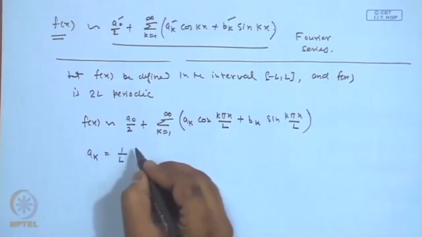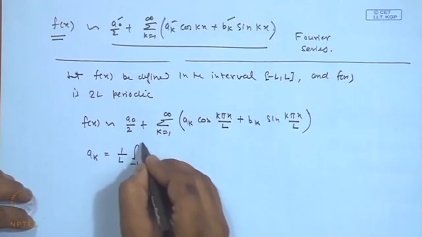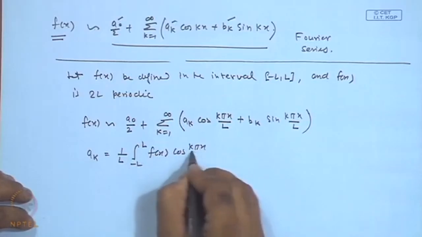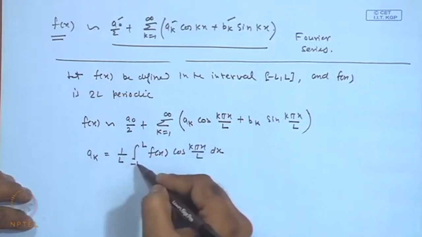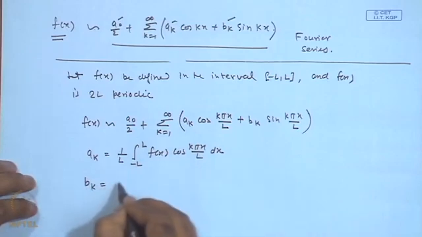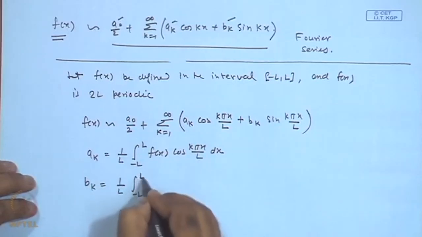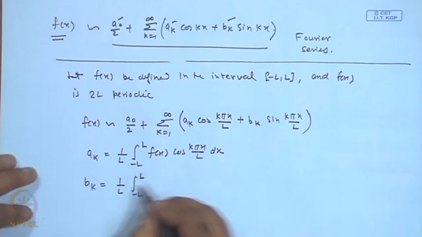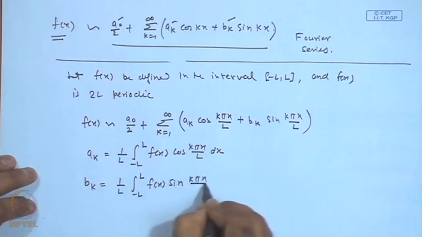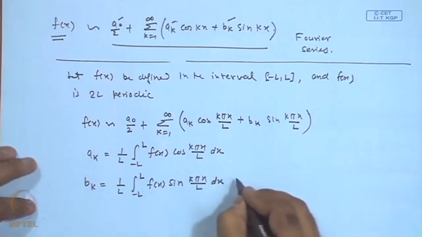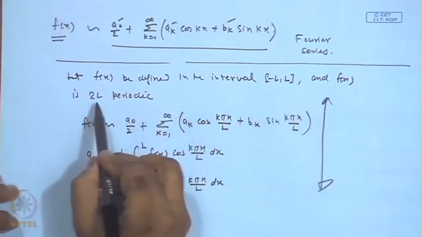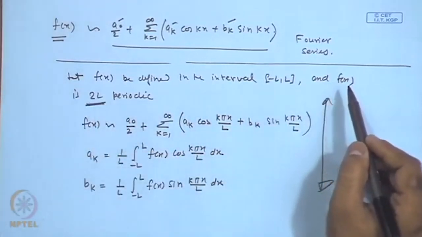where these Fourier coefficients will be given by 1 over l. So, instead of 1 over pi, we have 1 over l and integral from minus l to l of f(x) cos(k pi x over l) dx, or we can also integrate from a to a plus 2l, that integral value will be same. So, for the b_k we have 1 over l integral from minus l to l or from 0 to 2l or a to a plus 2l, that is f(x) sin(k pi x over l) dx. So, this is the general Fourier series where a function is of period 2l.